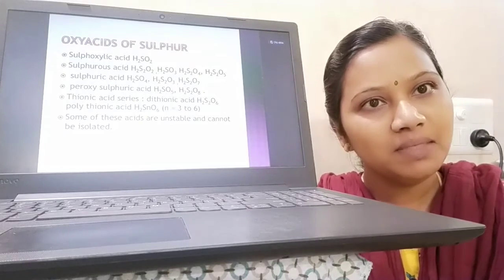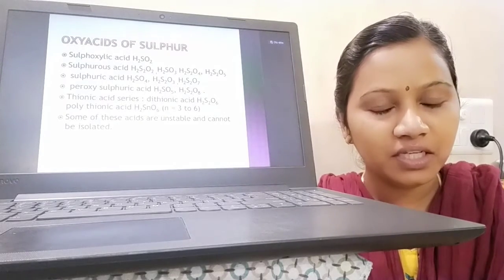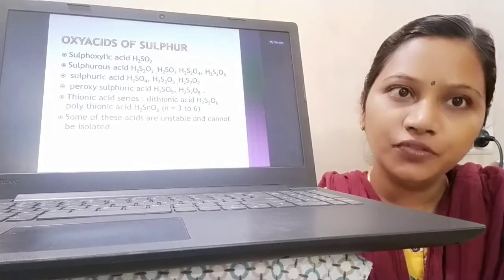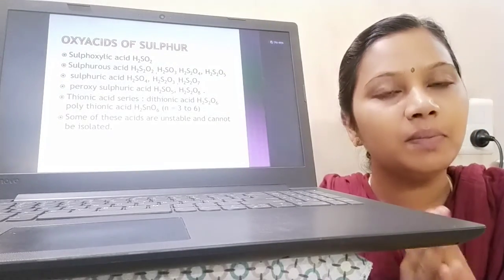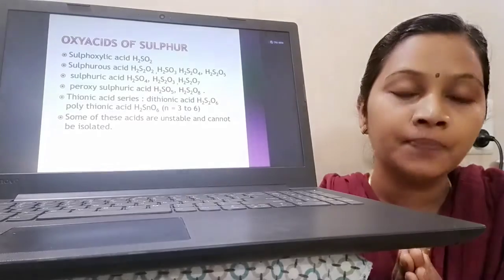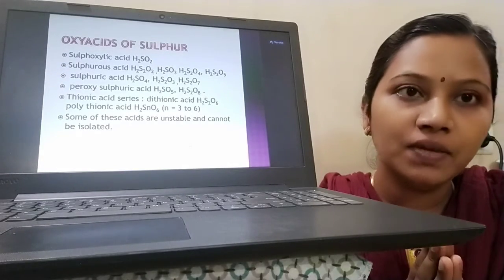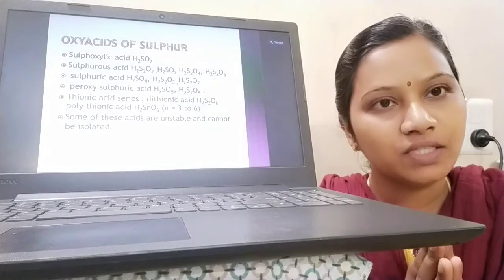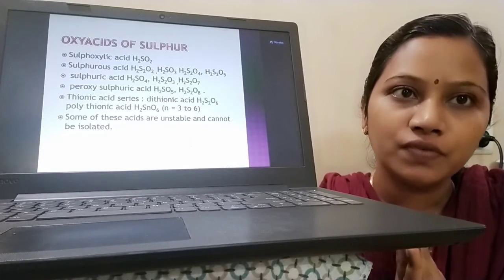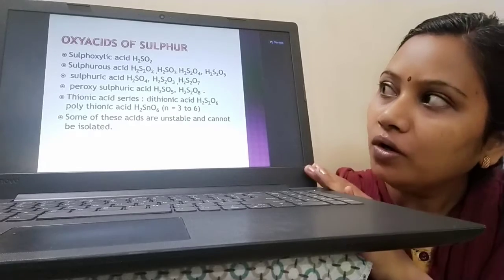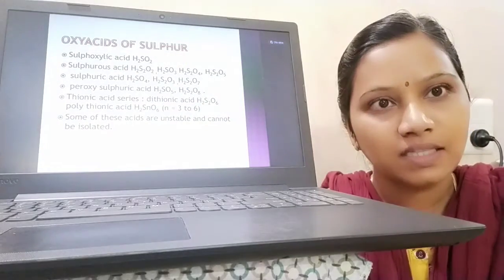Under P block elements, we have seen the general electronic configuration. Under group 15 elements, we have seen the anomalous property of nitrogen, then preparation of ammonia, its uses. Under group 16 elements, we have seen the anomalous property of oxygen, then we saw sulfur, then the preparation of sulfuric acid. Moving on to oxo acids of sulfur.